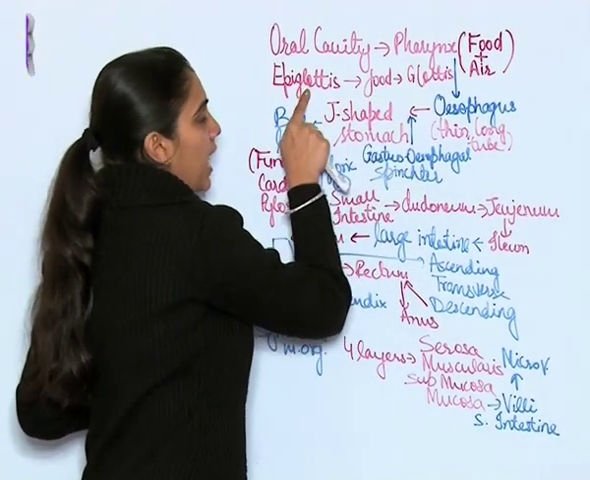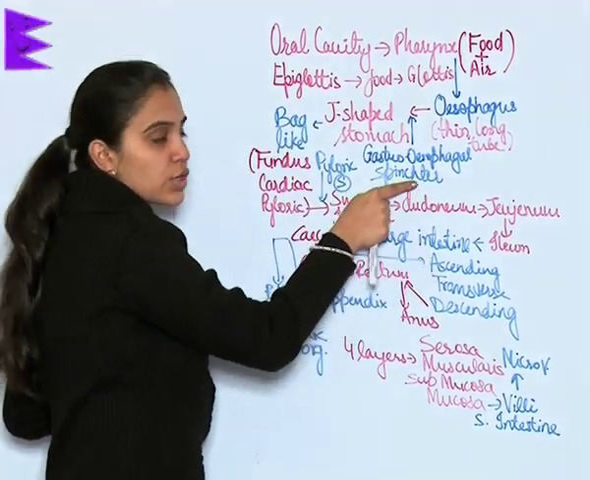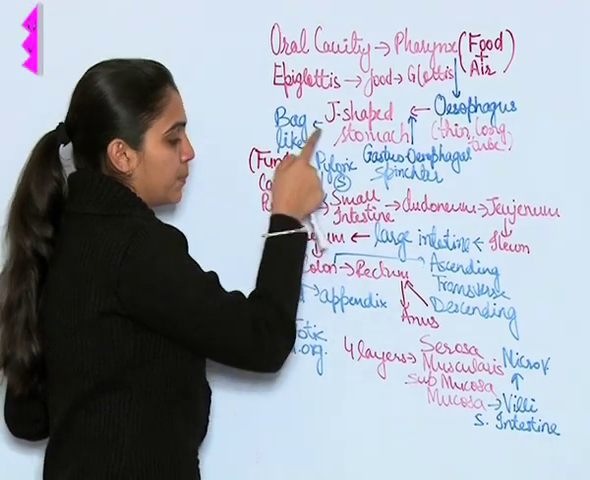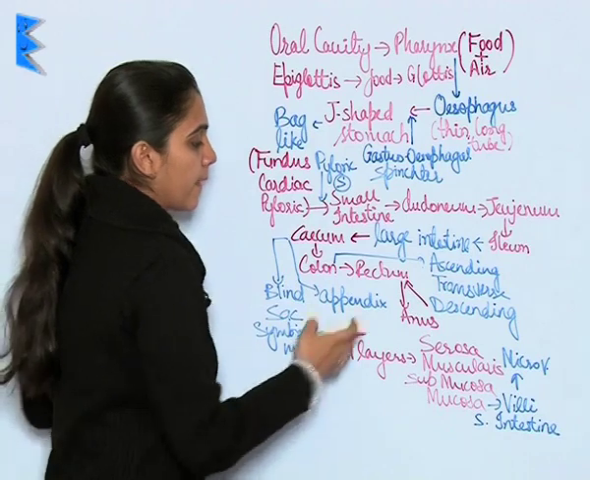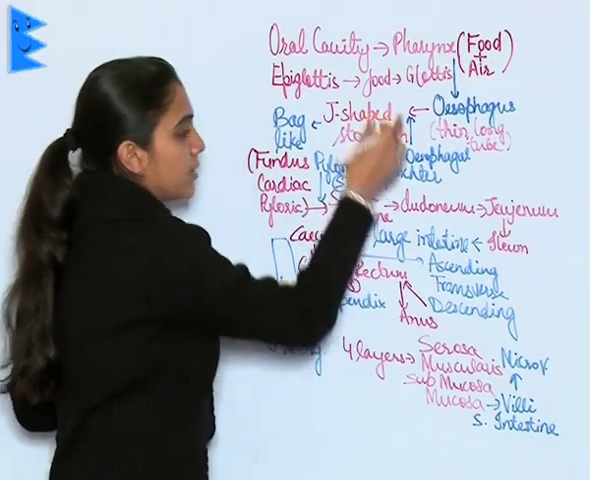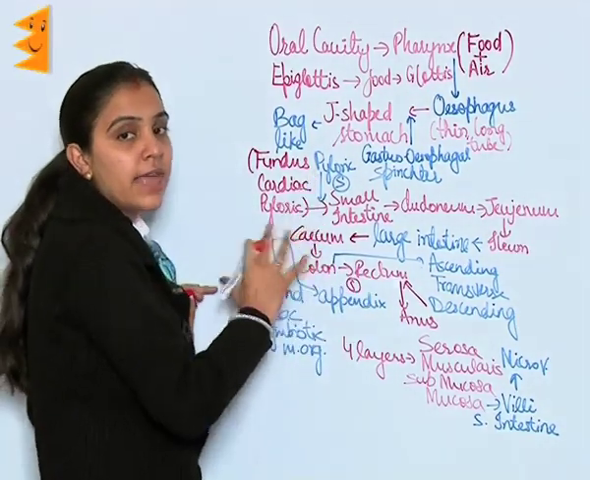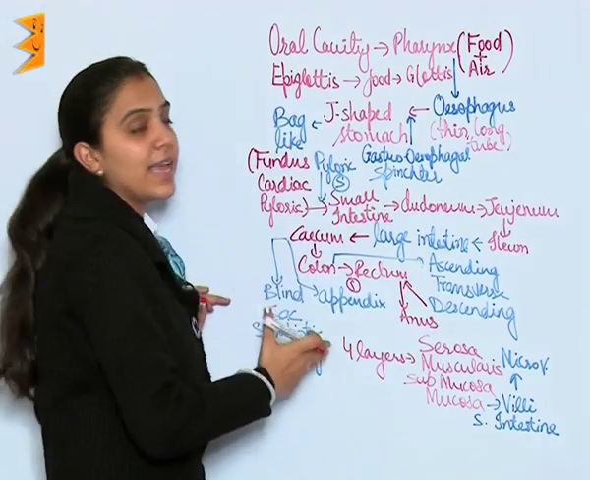One sphincter is the epiglottis, second the gastroesophageal sphincter, and the pyloric sphincter, and there is one sphincter here also. Here there are four sphincters which regulate the entry of food. This is the alimentary canal.